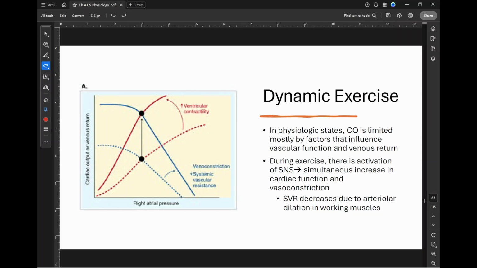And during exercise, do we need any blood going into our GI system? No. So when you're exercising, we shunt the blood away from the GI system and it goes to our muscles where the blood is needed. So there's a little difference there with what happens to your resistance. We'll get to that later.